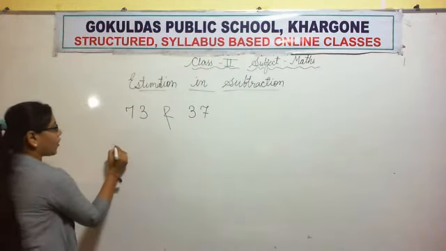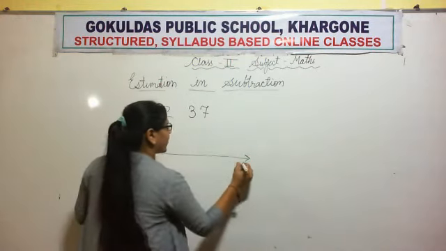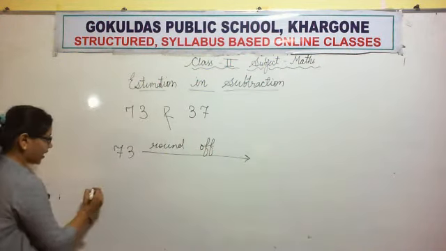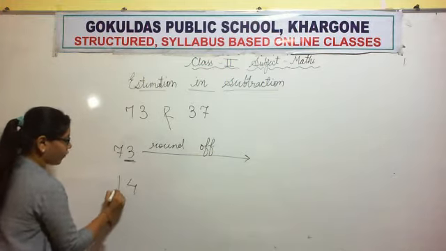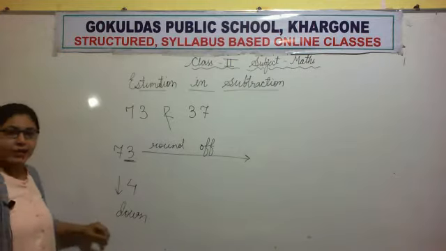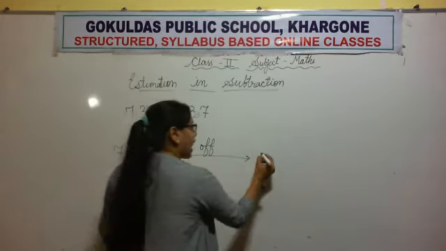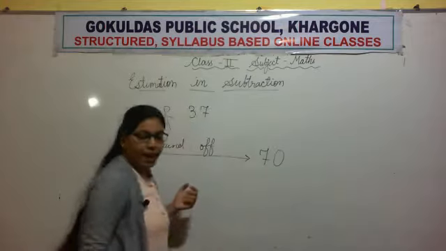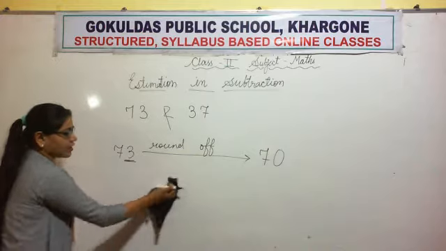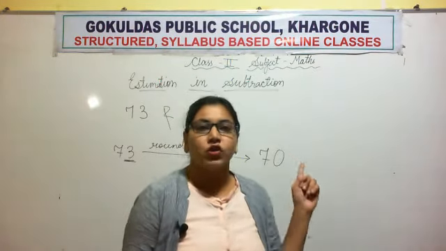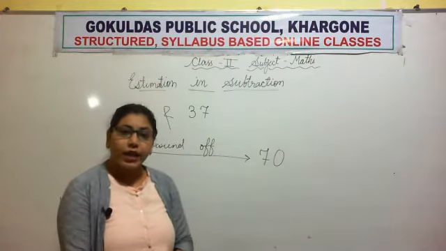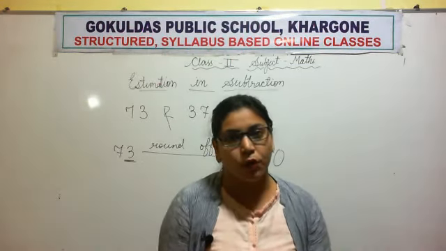So you all know when we round off 73, this 3 is lesser than 4, so we round down. This 73 will become 70. You all know the rounding off process. If you forget, then you can rewatch those videos of chapter number 2 on rounding off.